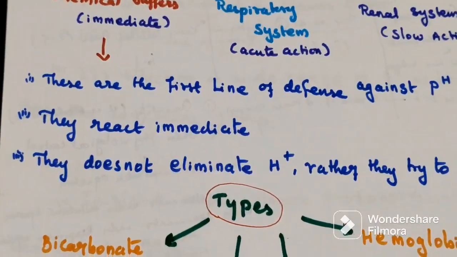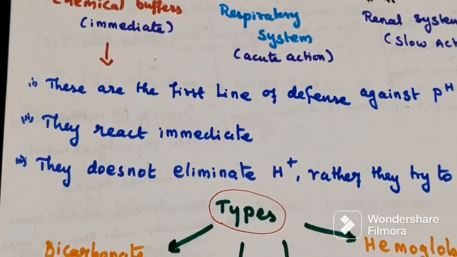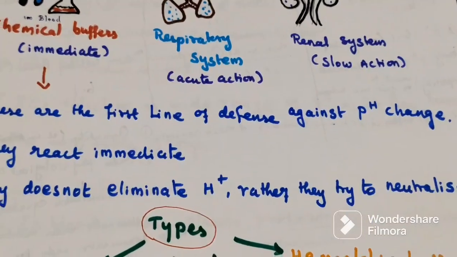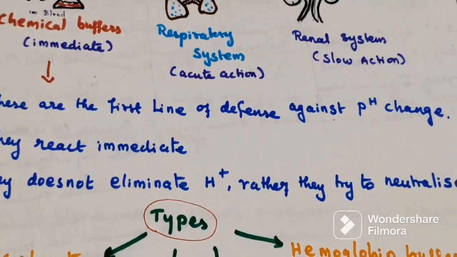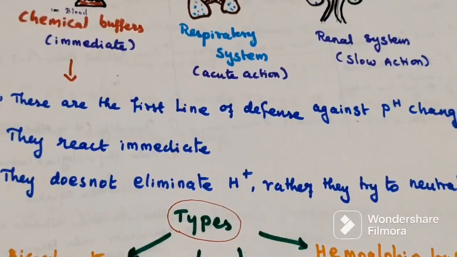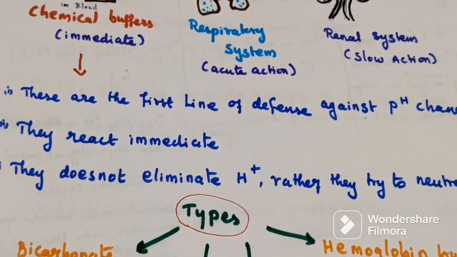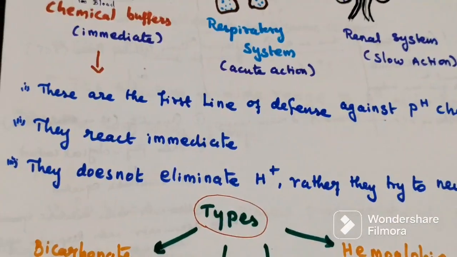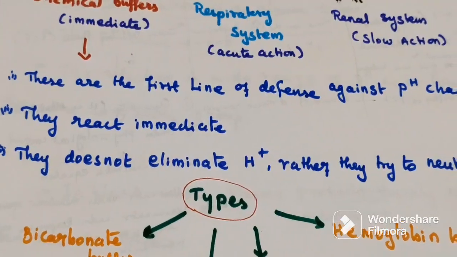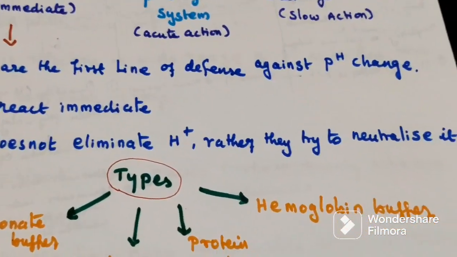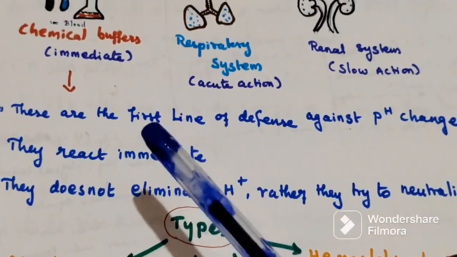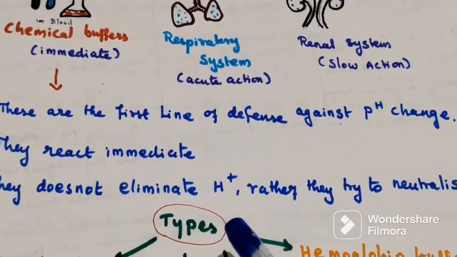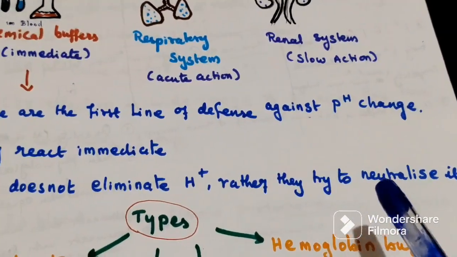First one is chemical buffer. These are the first line defense against the pH change. Whenever there is a pH change, they are the first to come. They react immediately and activate within a minute. They do not eliminate hydrogen ion, rather they try to neutralize it.